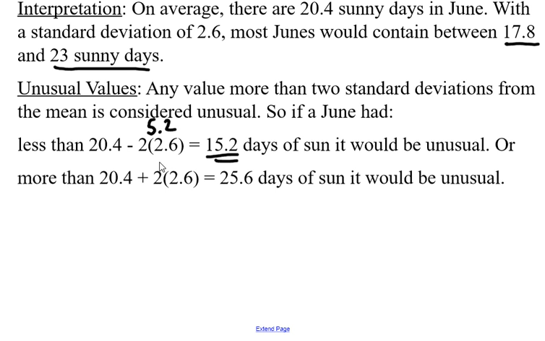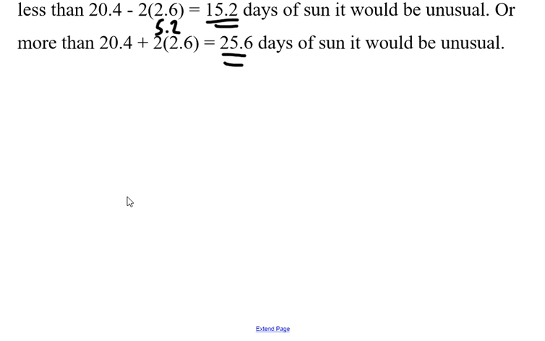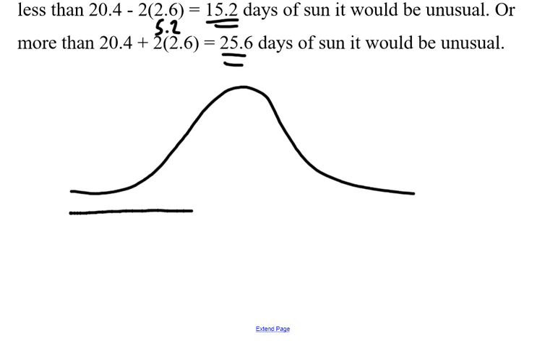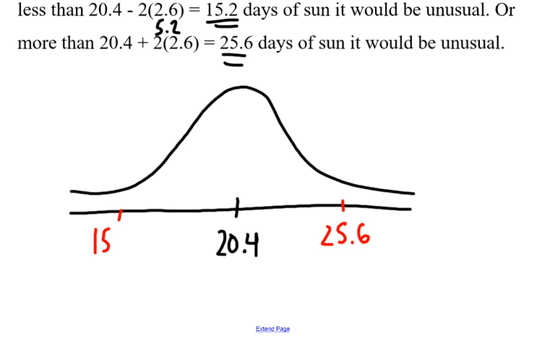Likewise, if I add 5.2, which is 2 standard deviations, to 20.4, I get 25.6, which means any June that has less than 15.2 sunny days or more than 25.6 sunny days, I'm going to consider to be unusual. What we're really looking at is, if I imagine this as more of a smooth curve, a bell curve, my average right here is at 20.4. 2 standard deviations away is going to be somewhere about out here. This occurs at 25.6 days. This occurs at 15.2 days.